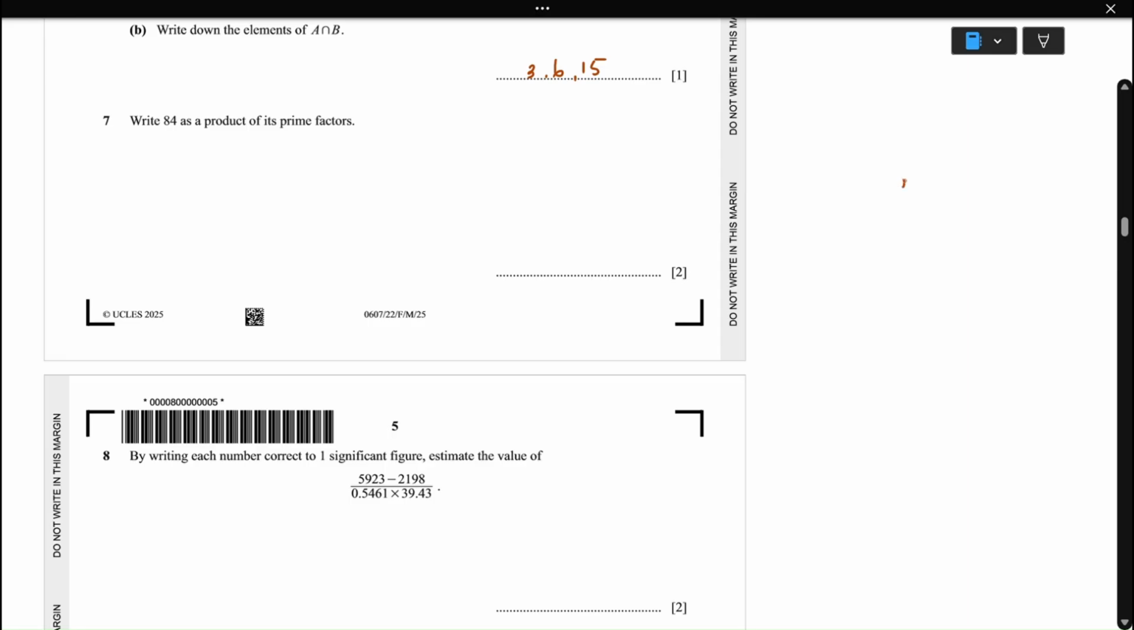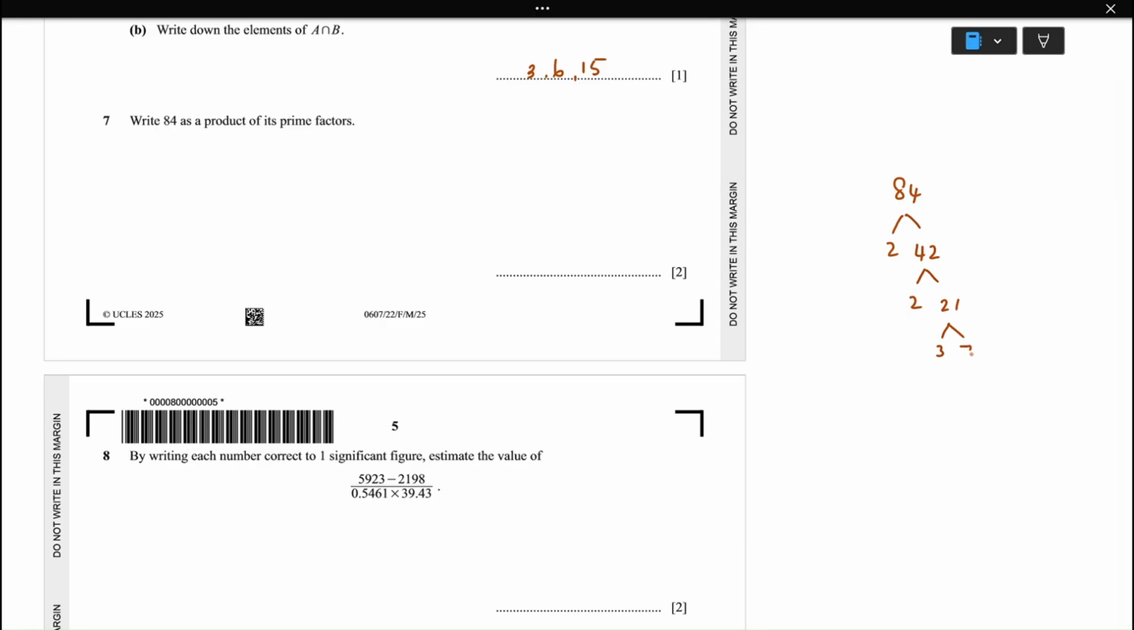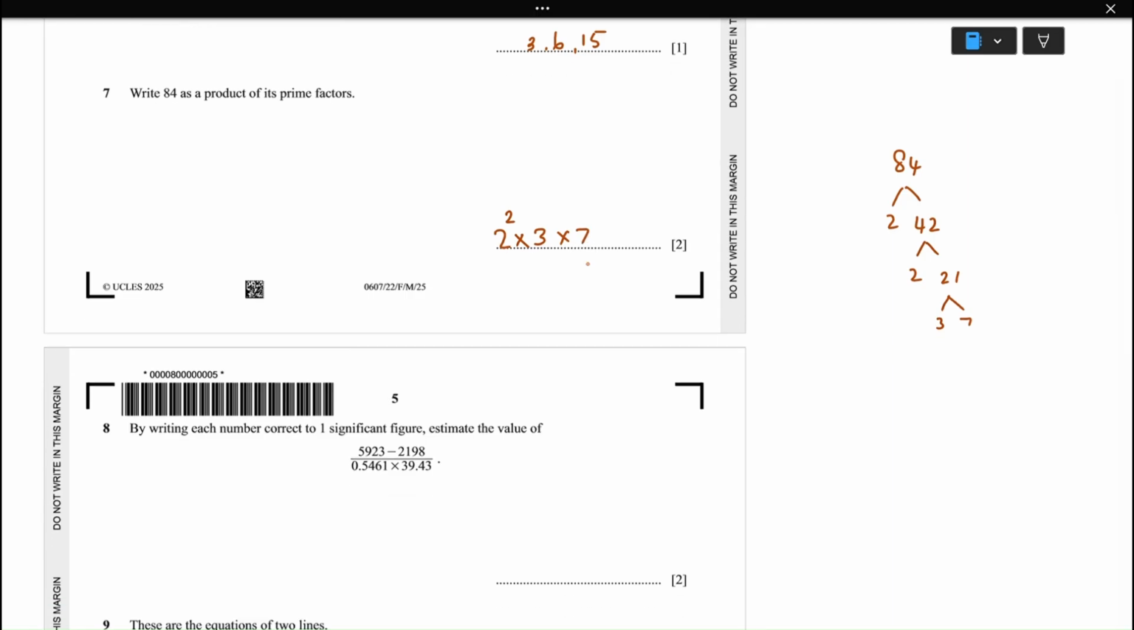So 84, we go for 2 straight, so 42, then we go for 2 again, 21, then we go for 3 and 7. Okay, 2, 2, 3, 7, all are prime numbers, so first I'll write 2 squared times 3 times 7. This is the answer for 84's prime factors.